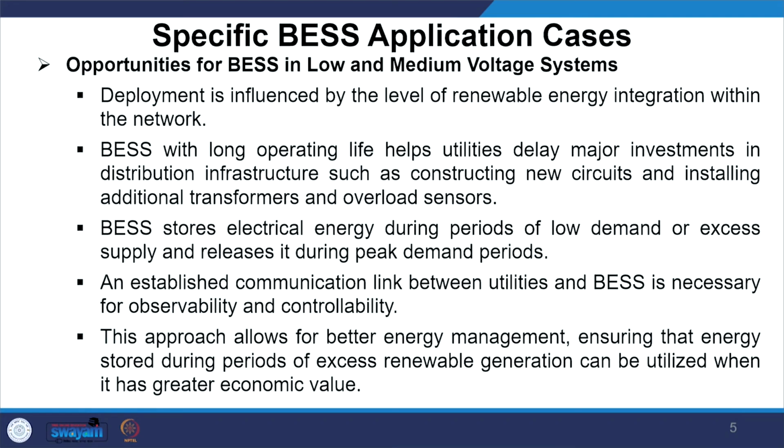Now, when we go for certain technology with energy integration, deployment is especially influenced by the level of renewable energy integration within the network. The battery technology, with long operating life, helps utilities delay major investment in distribution infrastructure, such as constructing new circuits and installing additional transformers and overload sensors. Now, why can we delay? What is the reason for delaying the investment in substation constructions or transformer installations?